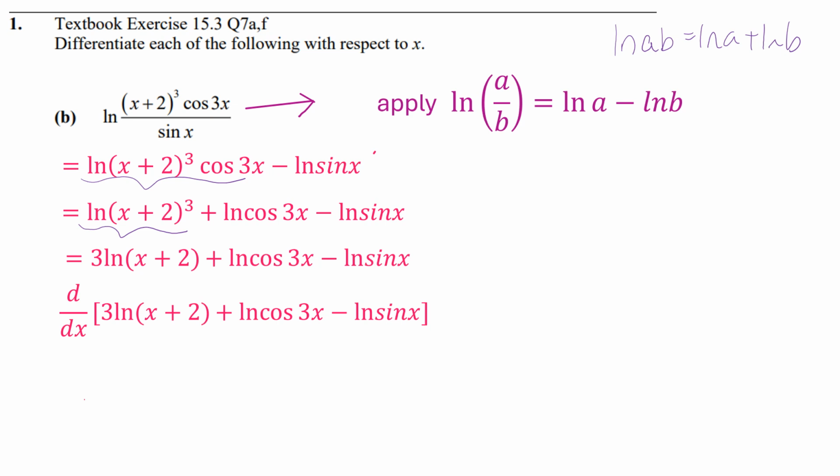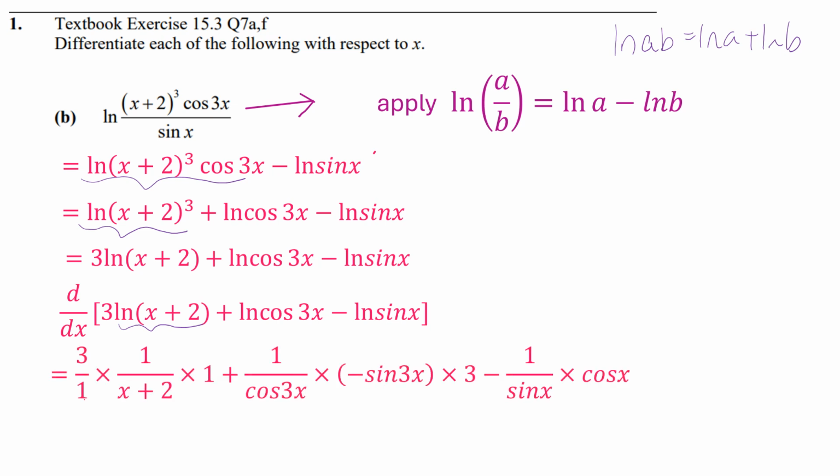Alright, so differentiate the first term. So this will give us, just leave 3 alone. Okay, just leave 3 alone. If we differentiate this, we'll get 1 over x plus 2, then times 3. And then ln cos 3x will be 1 over cos 3x. And then when you differentiate ln cos 3x, it's a 3 steps thing.